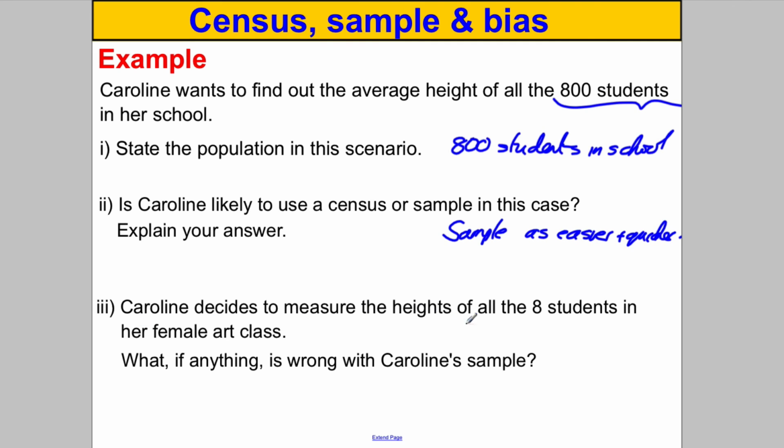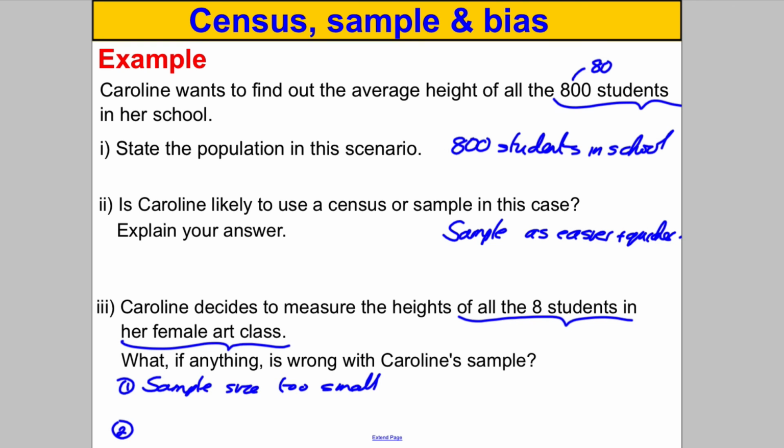And Caroline decides to measure the heights of all the 8 students in her female art class. What, if anything, is wrong? Two things wrong. First thing is, 10% of 800 would be 80 in the sample as a decent sample. She's only got 8, so sample size too small. And she only asked females. What about the males? So it's unrepresentative as all females.